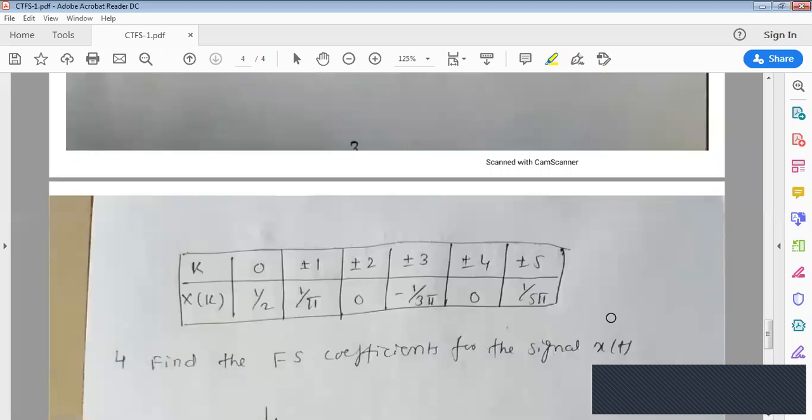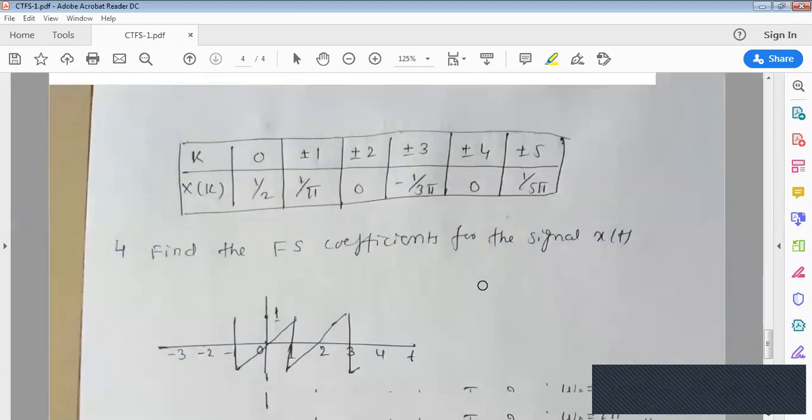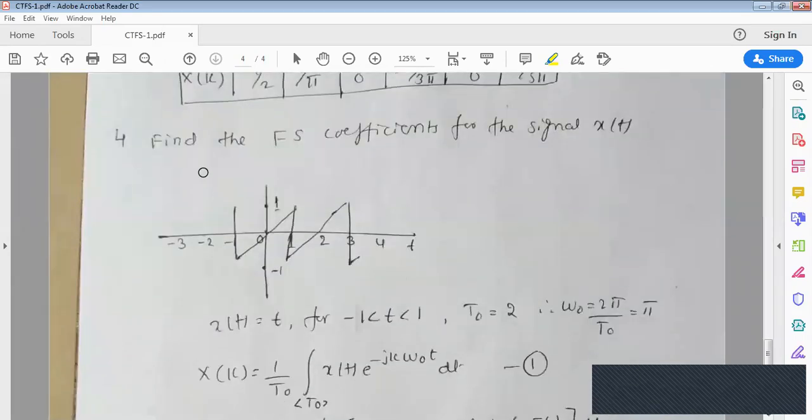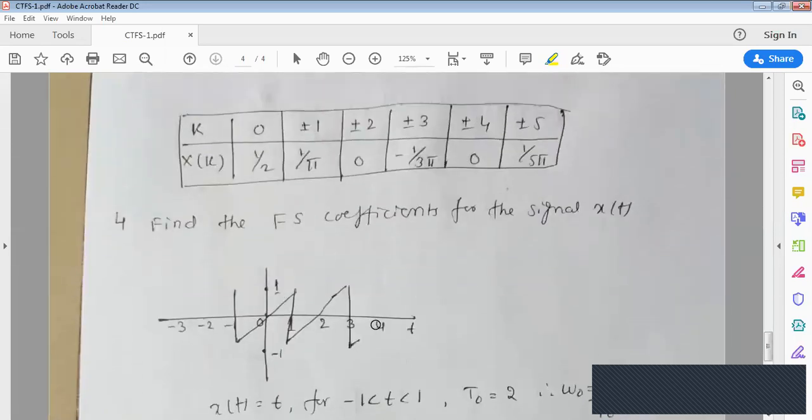Are you able to follow this one? Any doubt here? No, sir. Okay. So once again, the same set of problems. Find the Fourier series coefficients for x of t. So what is the period of the signal now? What is the period of the signal in this representation?